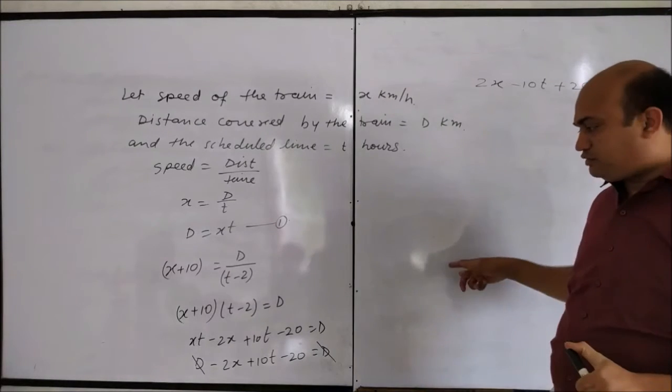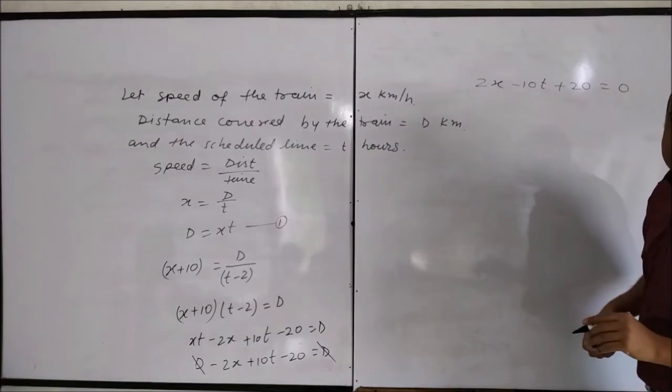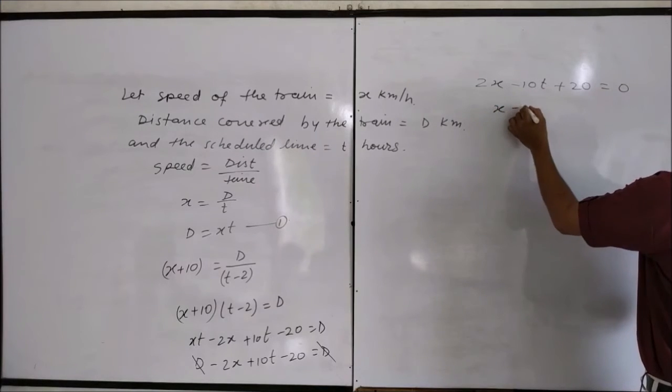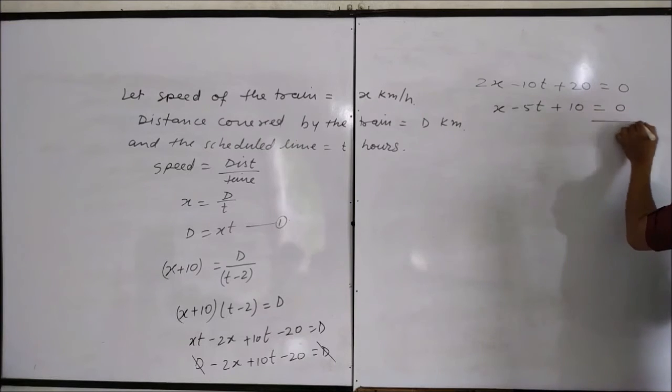All the terms we shift here: 2x minus 10t plus 20 equal to 0. We divide this equation by 2. It will be x minus 5t plus 10 is equal to 0.